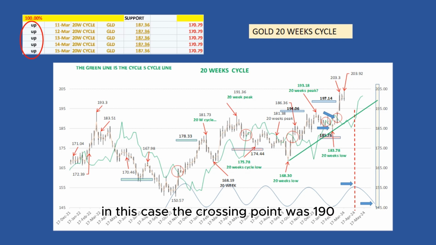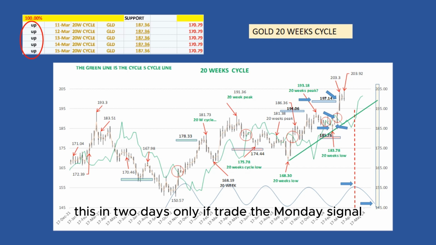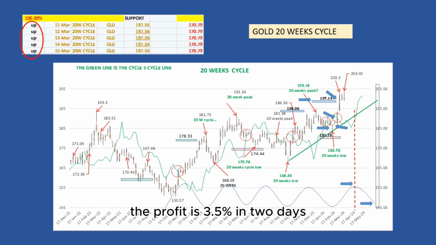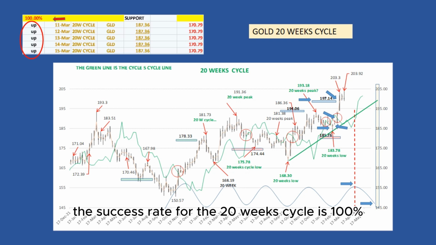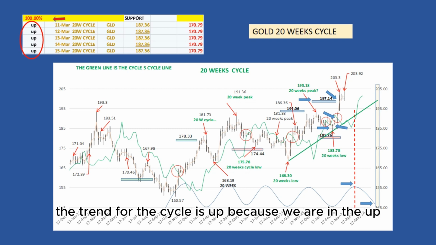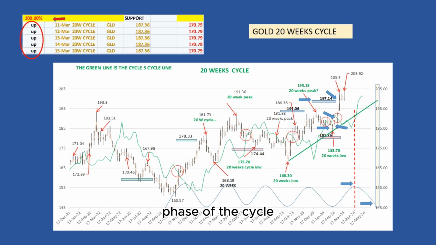In this case the crossing point was 190.46 and the previous low was 183.78. So 190.46 minus 183.78 is 6.68. We take $6.68 and add it to the crossing point 190.46, and the target will be 197.14. On Tuesday, March 5th, the gold ETF made a high at 198.14, meeting its 20-week target, in 2 days only. If you traded the Monday signal, the profit is 3.5% in 2 days. The success rate for the 20-week cycle is 100%. The trend for this cycle is up, because we are in the up phase of the cycle.